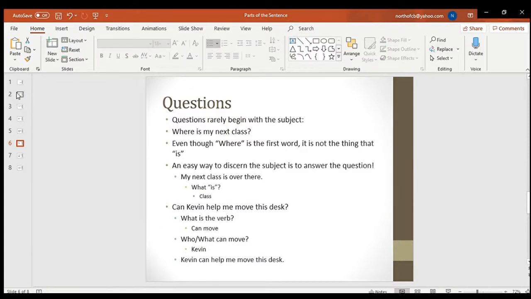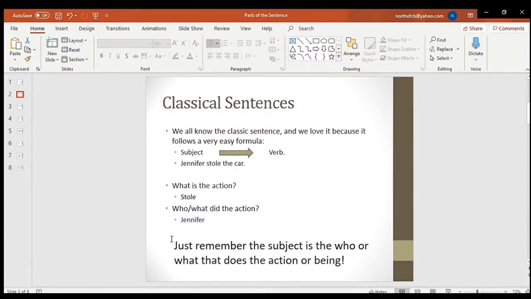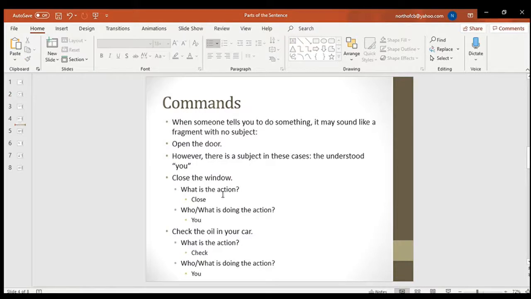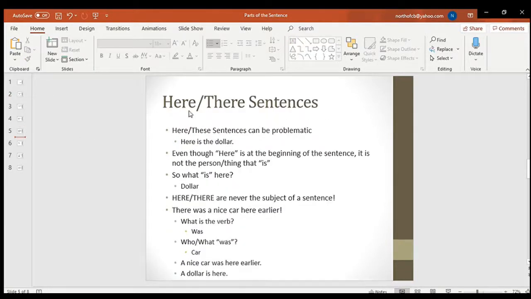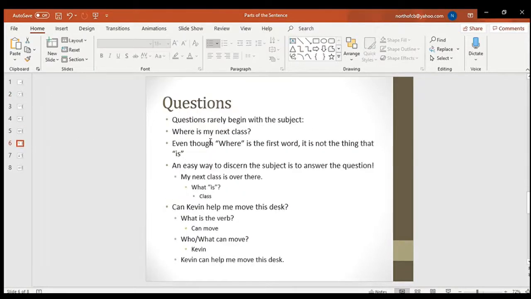What is and what was. So this is just what I was discussing. By the way, I'm recording over myself, so this is janky, but whatever. Here we go. So when you look at these types of things, you're always asking yourself, what is the verb and who is doing the verb? Or who or what is doing the verb, and that will help you identify and keep straight what is the subject and the verb. Okay, so where is my next class? My next class is over there.